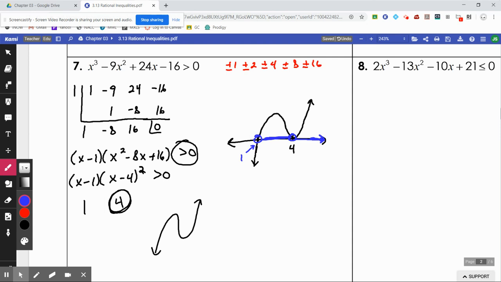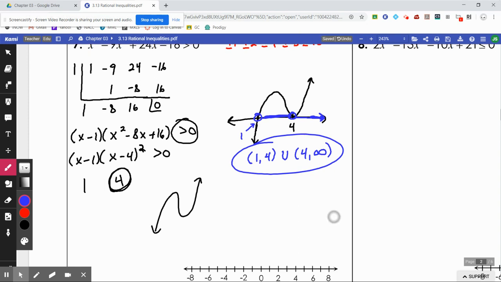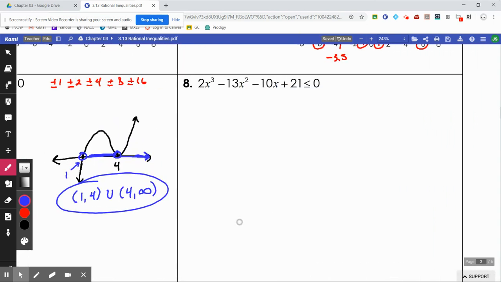Your function is above from 1 up to 4, not including 4 because it's touching at 4. And then it's above it again from 4 over to infinity. So that's what your answer is going to look like. And that's much simpler than plugging in and trying to find the points.